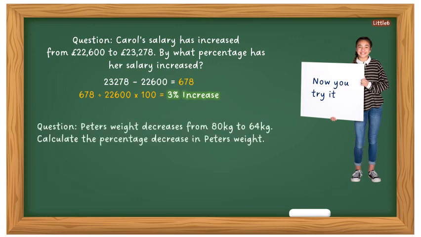Okay, let's try another one. Peter's weight decreases from 80 kilograms to 64. Calculate the percentage decrease in Peter's weight. Pause the video, see how you got on. So how did you do? There you go. 80 minus 64 is 16, which is the difference. Okay, you take that 16, divide it by the original value, and then multiply it by 100, and you can see it's a 20% decrease.